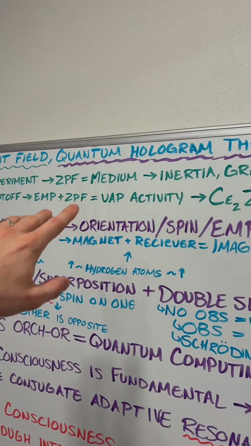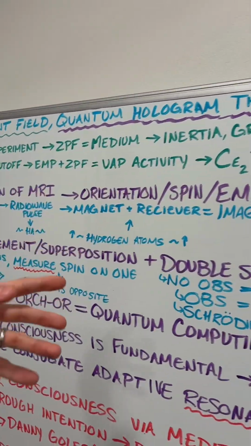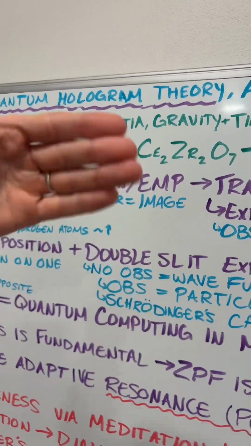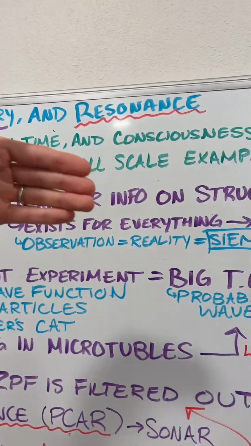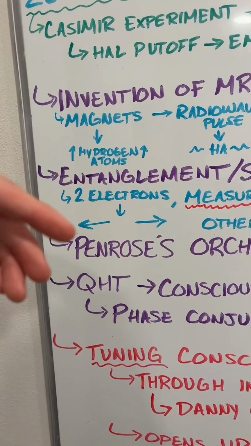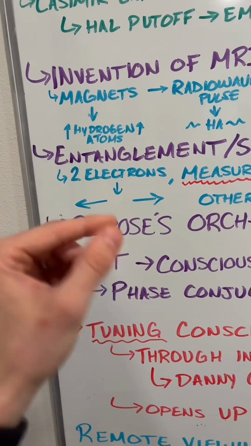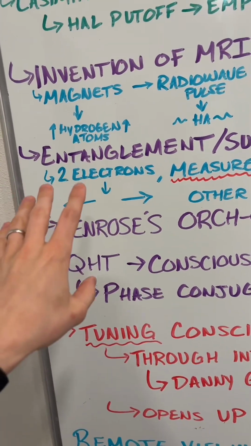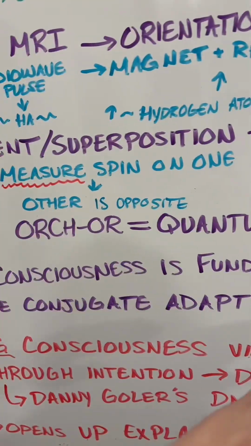So back to our medium, the ZPF right here contains all this information. Now, it was proven through the MRI, but the additional theory or step here is that orientation, spin, and electromagnetic properties are coming from all pieces of matter and are stored in the ZPF, accessible through all of time and all of space. Entanglement essentially is that when you have two electrons purposely designed so that when one spin is up, the other spin is down, and you send them millions of miles apart, whenever you measure the spin of one, the other is the opposite. It is 100% of the time.